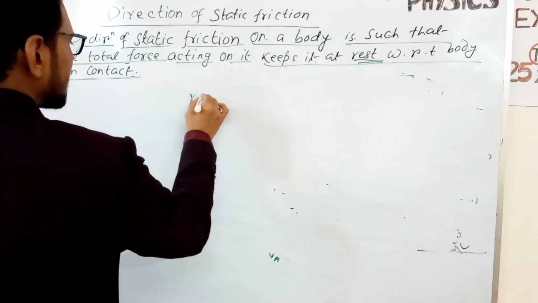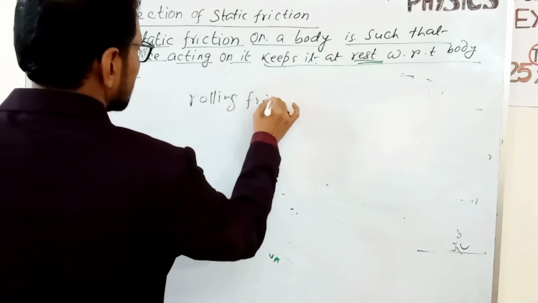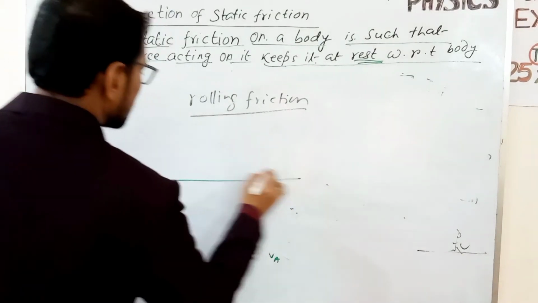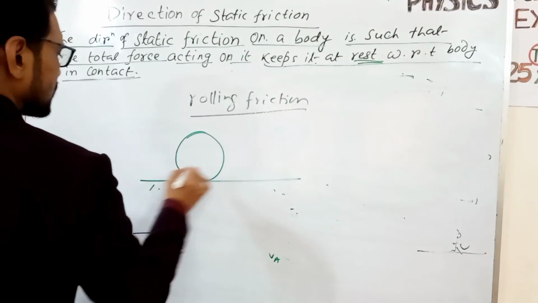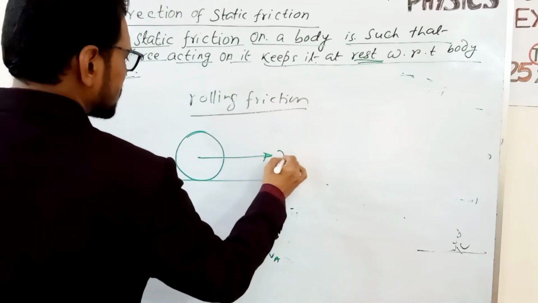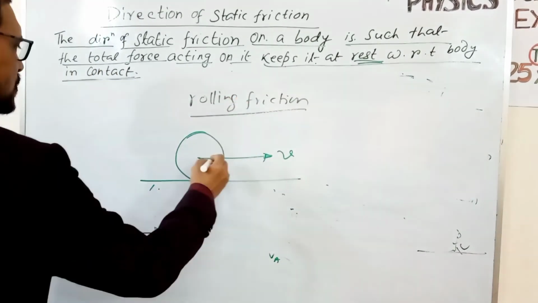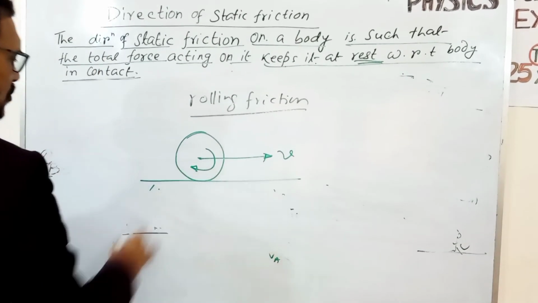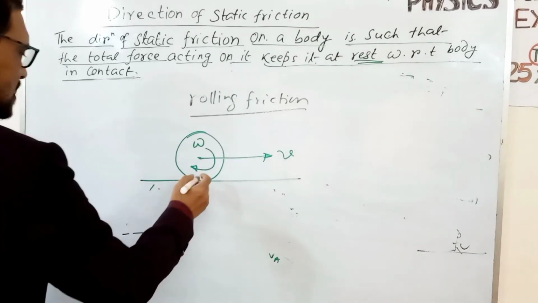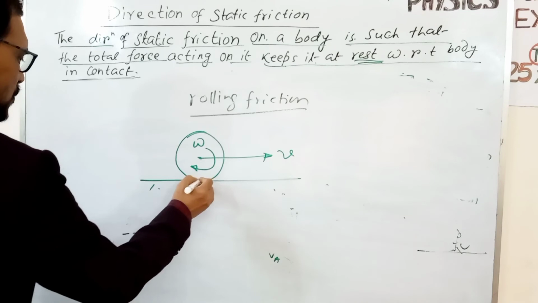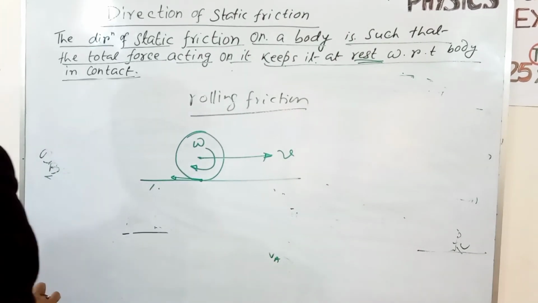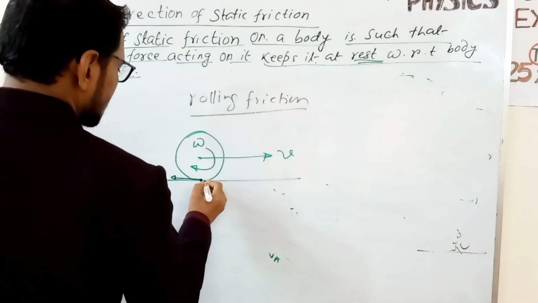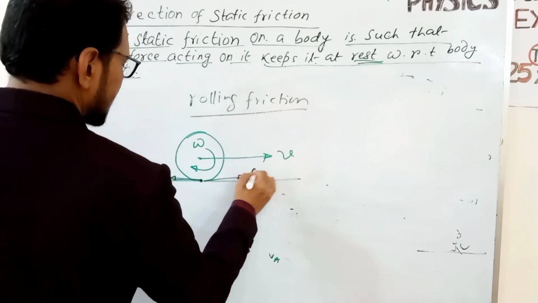This is the direction of rolling friction. What is the direction of rolling friction? Suppose a body rolls on the ground. The center moves with a velocity V. If the body rolls, the center moves with a linear velocity and the body also rotates with an angular velocity. Now if the body rotates, this point moves in this direction. So if the relative velocity at that point is in this direction, friction acts in the opposite direction.